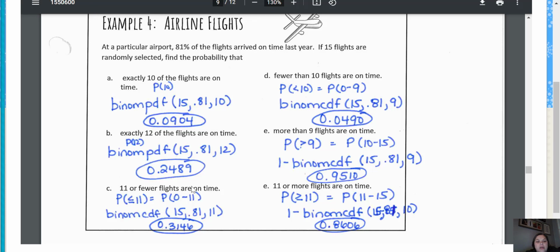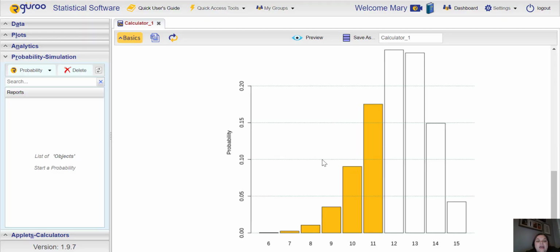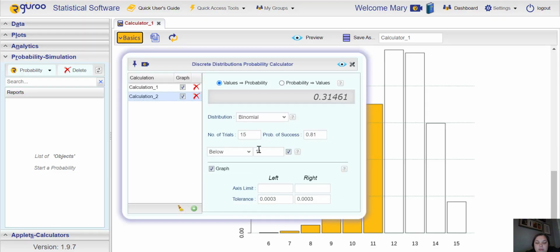Okay, so let's do another one. Moving on to D, probability of fewer than 10. So I'm going to hit basics, and then I'm going to do below 10. Fewer than 10 does not include 10, so I'm going to uncheck the box. Since I'm just going to keep it on calculation 2, I didn't have to change any of this. If you want to save it, you can keep adding new calculations, or you can just edit the calculation that you have up. So fewer than 10: 10 is not fewer than 10, 10 is equal to 10. So fewer than 10 would be 9 or less.